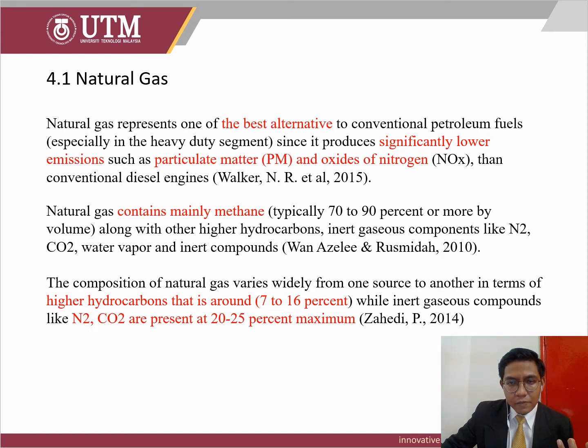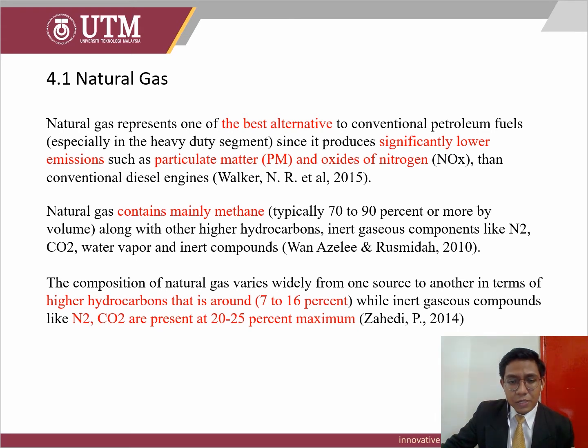Moving on to the literature review, natural gas represents one of the best alternatives to conventional petrol fuel, since it's producing significantly lower emission and particulate matter, such as the particulate matter and oxides of nitrogen. Natural gas contains mainly methane, which is composition around 70 to 90% compared to other composition in the natural gas. This shows that the combustion properties of natural gas is mainly affected by the composition of the methane gas.